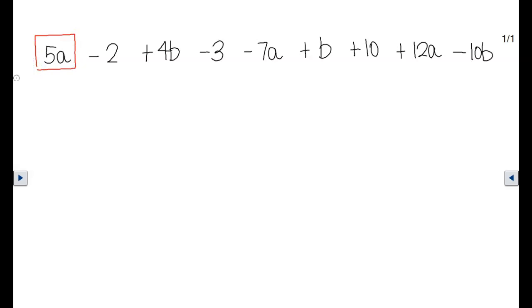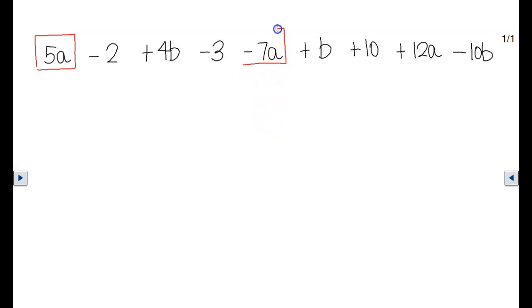Now you'll notice the coefficient for that term, which is the number part, is a 5. The variable part of this term is just an a. So that a is his last name. So what I want to do now is look through these other 8 terms and see if anybody else has that last name of a. So I've got a -2, a plus 4b, a -3, a -7a. That has a last name of a.